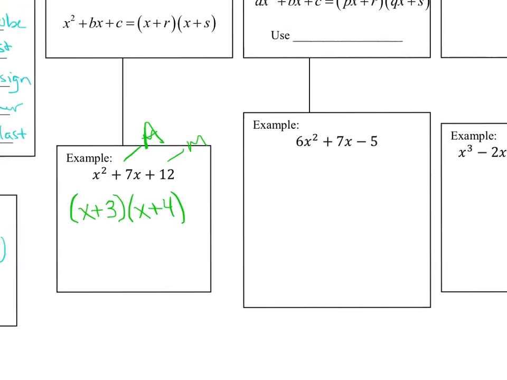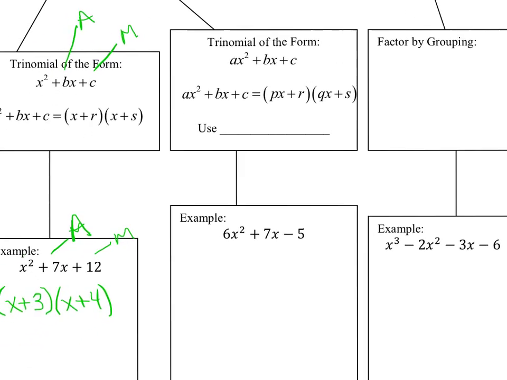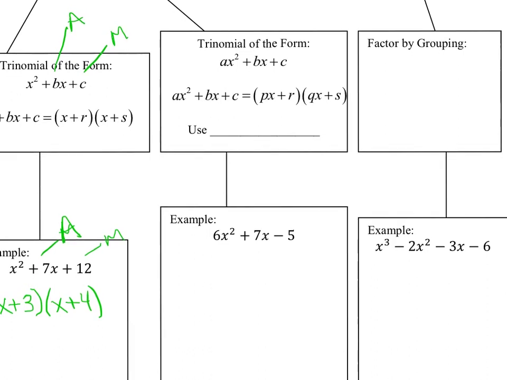Alright, now let's take a look at a trinomial that has a coefficient in front of our x squared term. If it has a coefficient in front of our x squared term, that means we're going to have to use the bridge method. And we discussed this a little bit last semester. So let's take a look at an example.